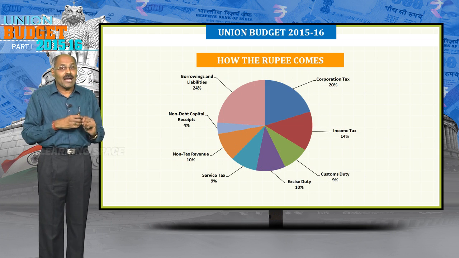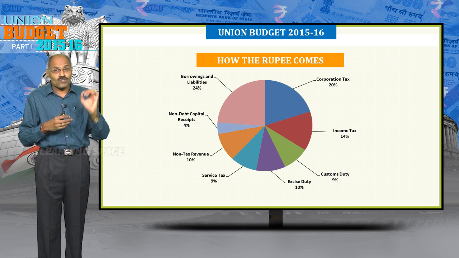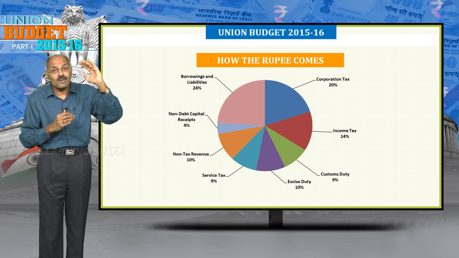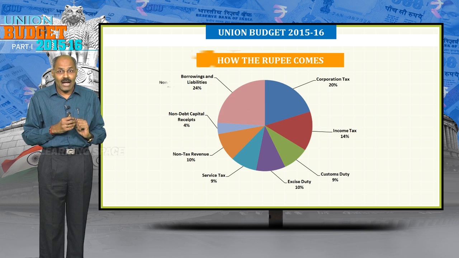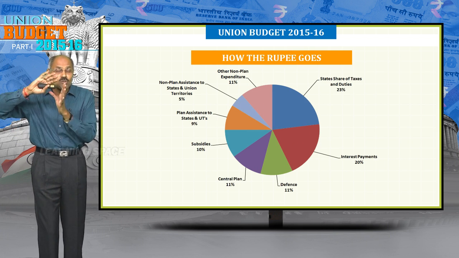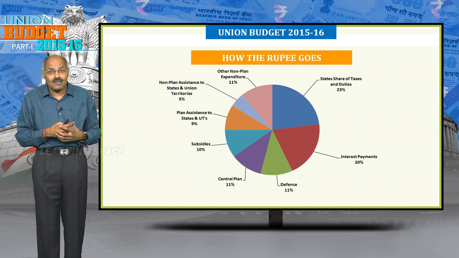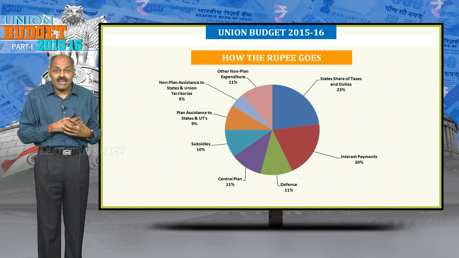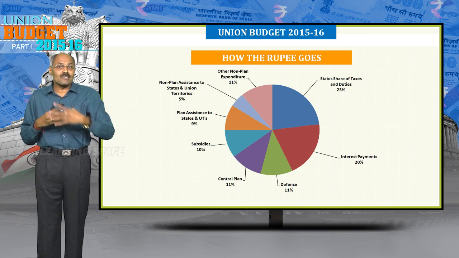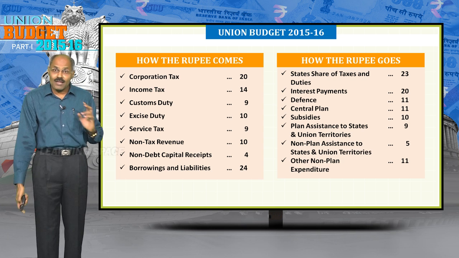Please remember, highest income comes from corporation tax. Of course, if you include borrowings, they are 24% and corporation tax is 20%. And out of the expenditure part, 23% goes to the state's share of taxes. We have already learned last week that the state's share of taxes increased in the 14th Finance Commission, and interest payments are 20%. So, this is about how the rupee comes and how the rupee goes.